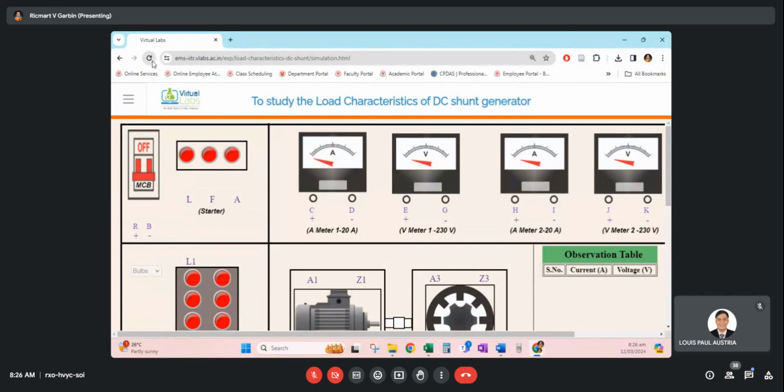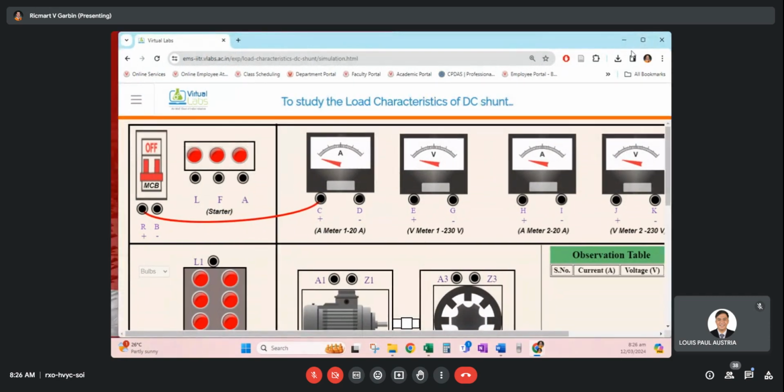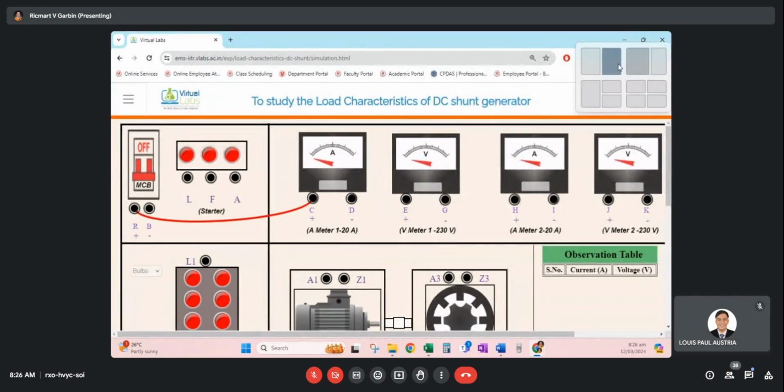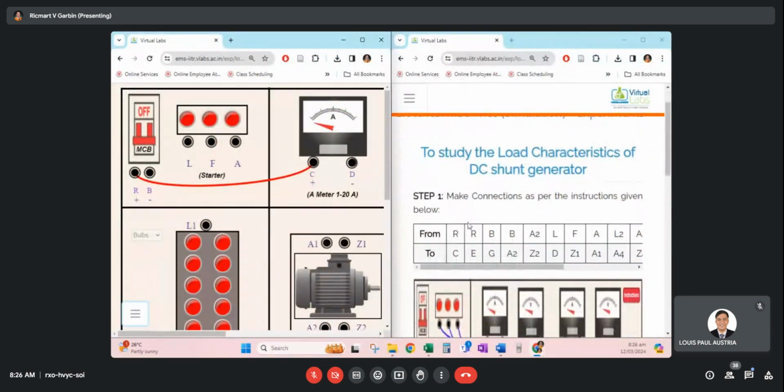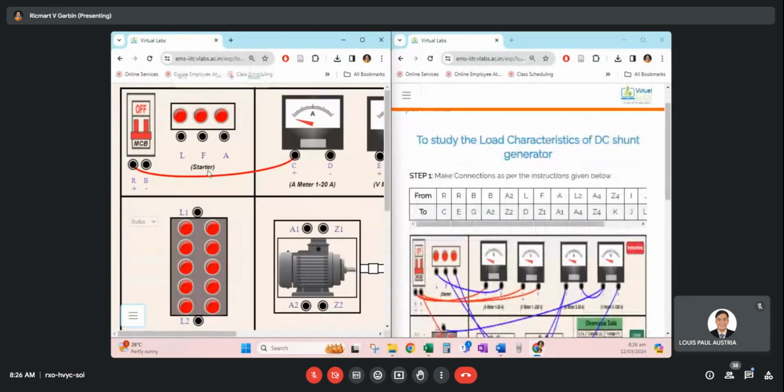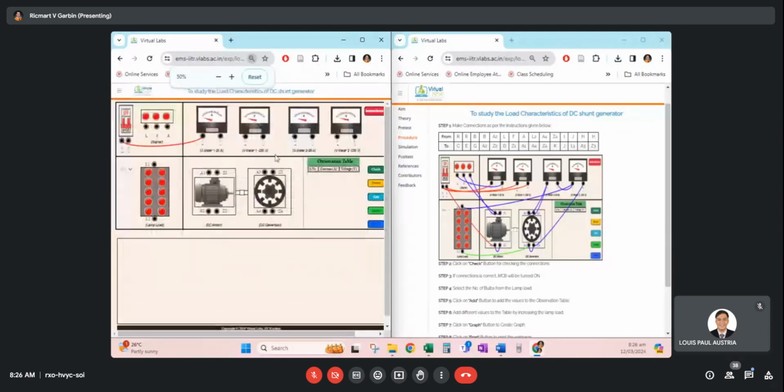So, wait lang ha. Mukhang hindi na ano, internet natin. Hindi siya nakikisama. So, from R to C, i-connect nyo lang siya ng ganyan. Tapos, from R to E. So, hanapin lang natin yung E. To E. Drag and click, then point dun sa kung saan siya pupunta.